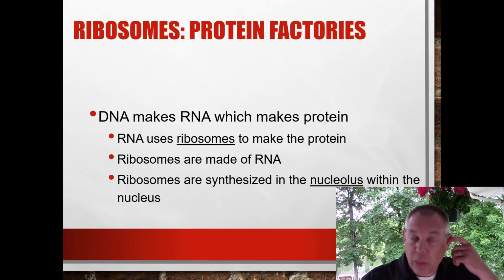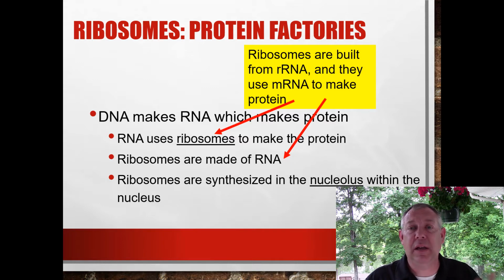And so we'll talk about this again in more detail throughout the semester, but there's different types of RNA. And so there's rRNA, or ribosomal RNA. That's RNA that's used to make the ribosomes. And then the ribosomes go out into the cell, and then they read mRNA. So the ribosome is made of one type of RNA, and it reads a different type of RNA when it's trying to make the protein.